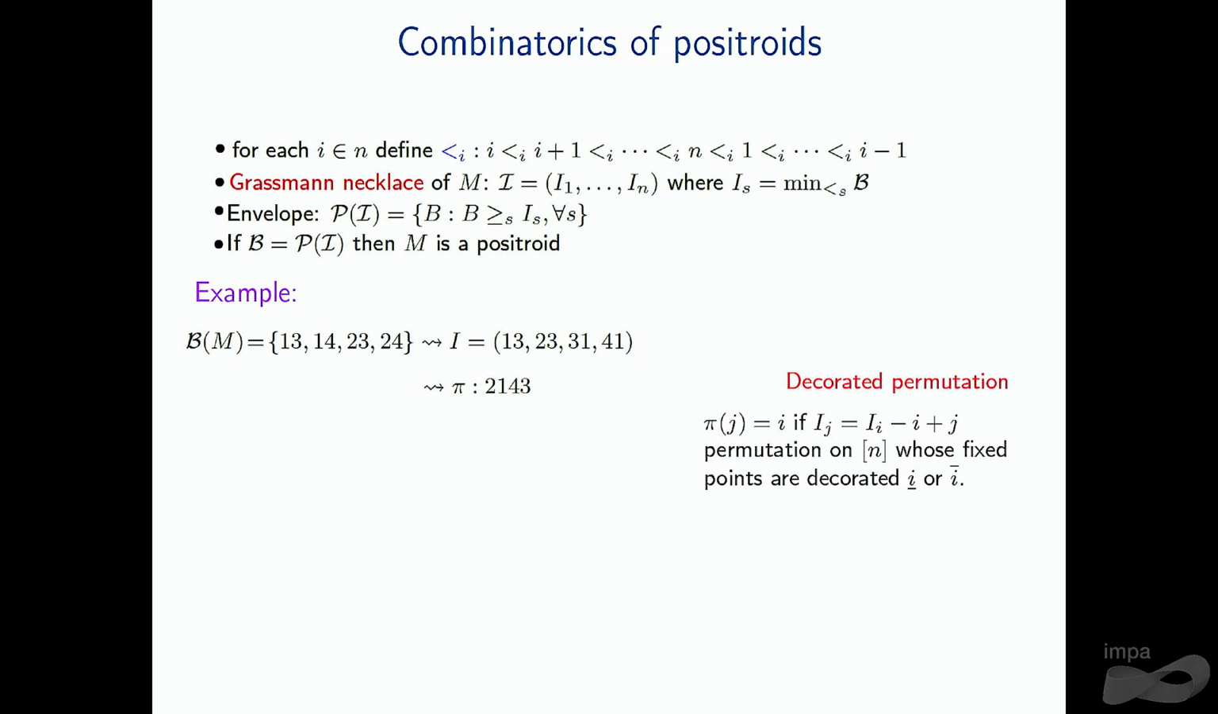You can think of a decorated permutation as just a usual permutation. It's just that your fixed points have one decoration out of two. Either they are decorated with an overline or with an underline, and that just means you have a loop or a coloop. And there is a proper way of defining them. But basically, the point here is that if you fix your ground set, 1 up to 4, say, and you write down all the decorated permutations, there is a bijective correspondence between decorated permutations and positroids built on the set 1 up to 4.